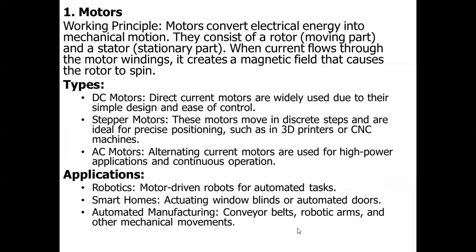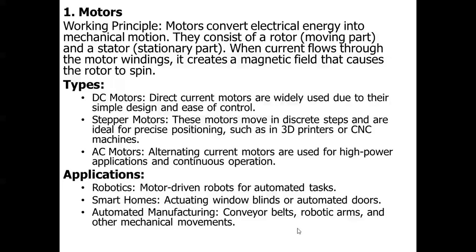So how many types of motors do we use in IoT? DC motors, direct current motors, are used for simple designs. Then there is the stepper motor, which has discrete steps and is very suitable for precise positioning, like 3D printers and CNC printers. For these types of equipment we use stepper motors. AC motors are bulky in size. Alternating current motors are used for high power applications and continuous operations.